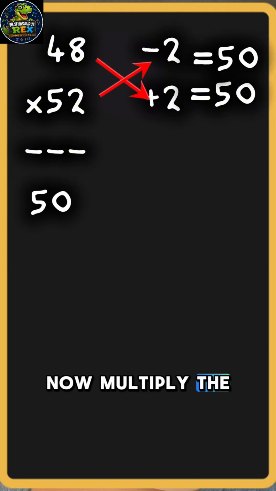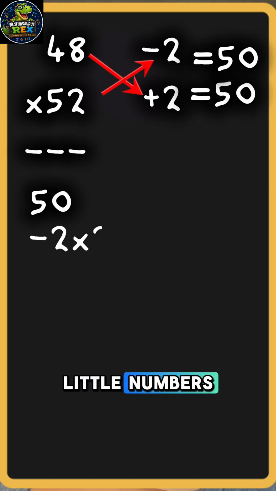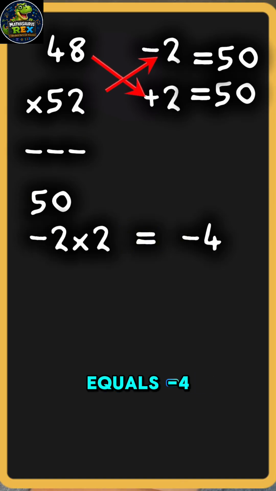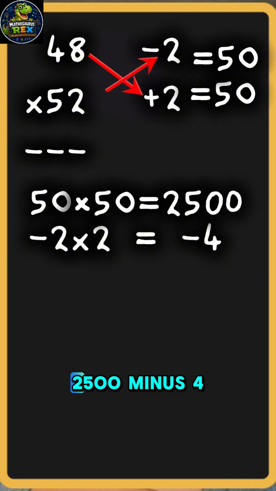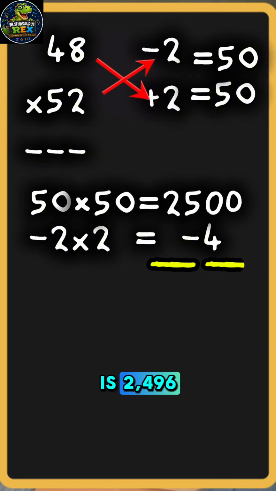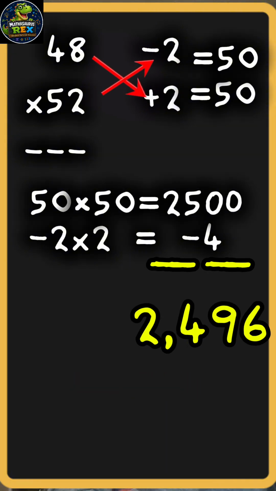Now multiply the little numbers. Negative 2 times 2 equals negative 4. 50 times 50 equals 2,500. 2,500 minus 4 is 2,496. So 48 times 52 equals 2,496.